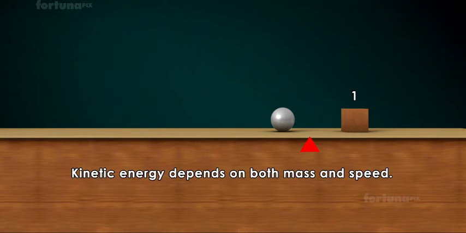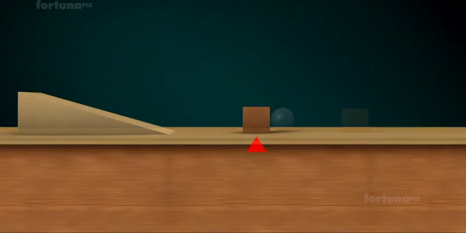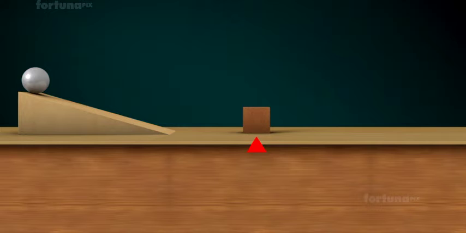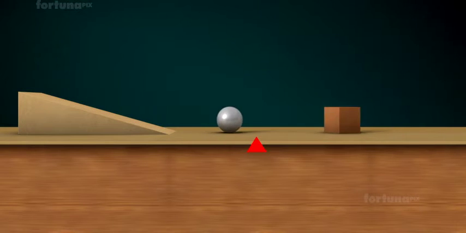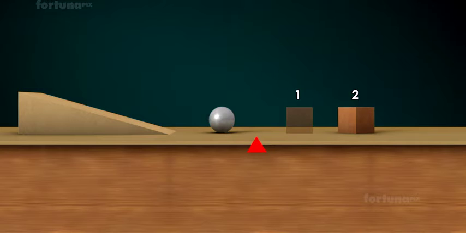An object's kinetic energy depends on both mass and speed. Let's go back to our ball. This time we'll place the ball on an inclined plane. If we place the ball at the top of the incline and let it go, it will quickly roll down, hitting the wooden block with greater energy than before, and still pushing it forward. But note the new position of the object. This time it has been moved farther than before.